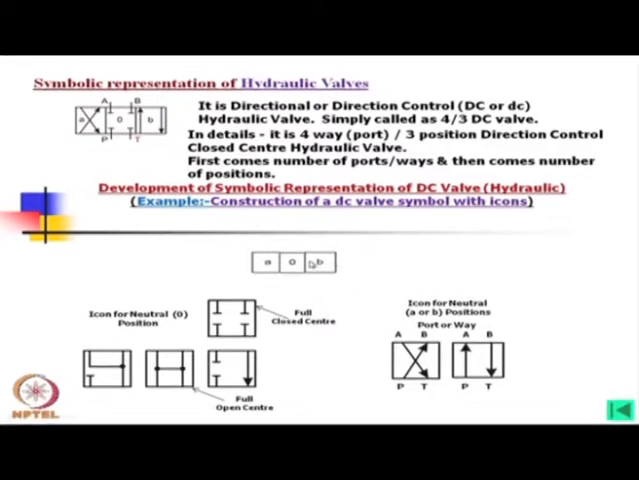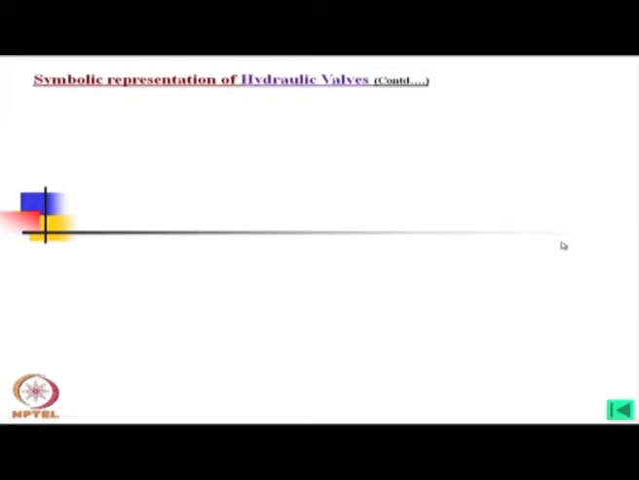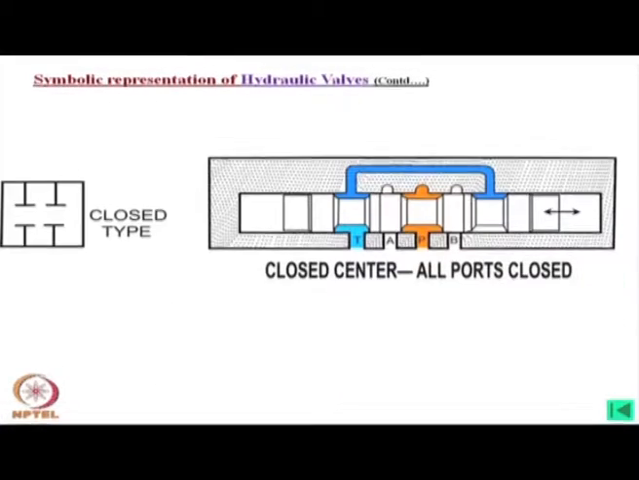Now, if we use this as B and this one as A, and this one as O, then we should call this one a 4/3 position directional control open center hydraulic valve. Now, one thing I would like to mention: a pneumatic valve also will look more or less the same, but there are some other symbols added to it to understand which one is a pneumatic valve and which one is a hydraulic valve. So, we are now only discussing the hydraulic valves.